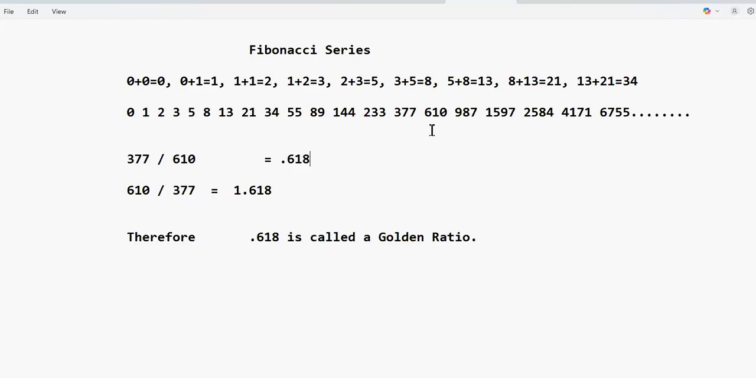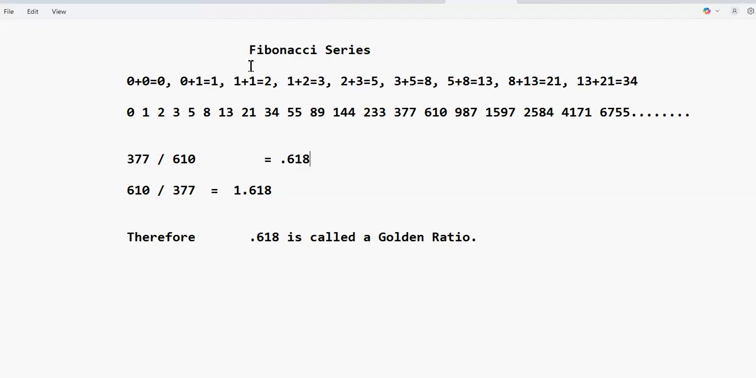Now, the beauty of this series is that if you take any two consecutive numbers out of the series, for example, I took 377 and 610, you can take any, but for the sake of example I took these, and then you divide one by the other. 377 divided by 610 gives 0.618. If you divide 610 by 377, the result is 1.618. No matter what two consecutive numbers you take, the result will be the same. This is 0.618 or 1.618. This is the main number.